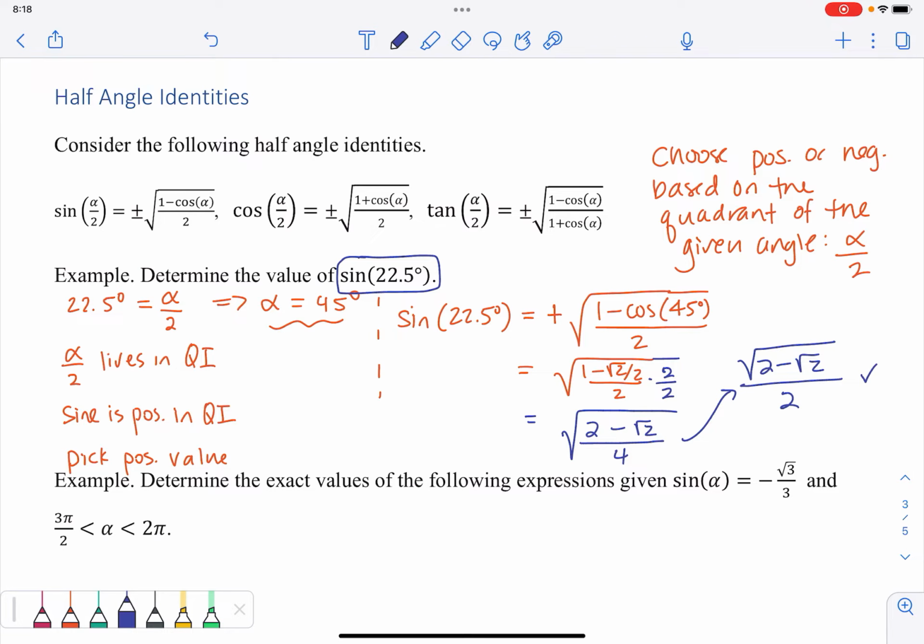So what I did is I started with something that I did not know, sine of 22.5 degrees, but I thought of 22.5 degrees as half of some angle, solved for that angle and said, that's the angle that I know something about, and then used this half angle identity in order to determine the value of sine of 22.5 degrees.